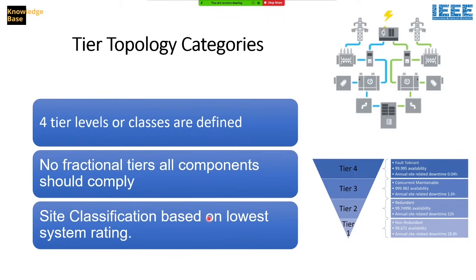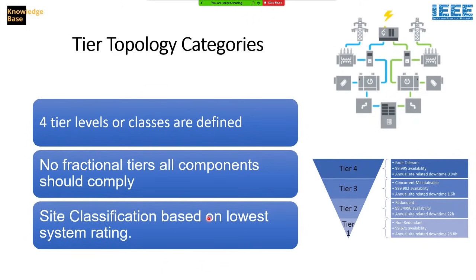So data centers are defined by categories, by tiers, sorry. We have 4 tier levels or classes. In Uptime, they call them tier levels, tier 1, 2, 3, and 4, and they're called classes in TIA or in ISO. We have no fractional tier. So if a part of the system is tier 2 and the other parts are tier 3, then it's a tier 2 system. And always the classification is based on the lowest system.